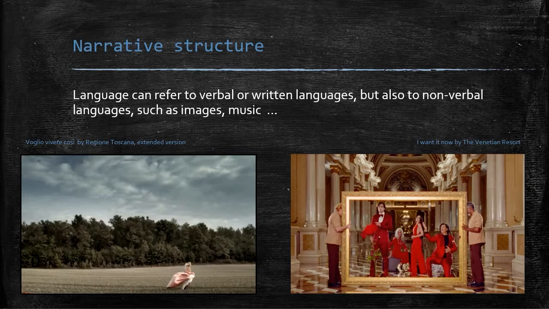The region Toscana in Italy used a famous piece in an innovative promotional spot. Far from clichés, it wants to transmit the hyperreal authenticity of Tuscany lifestyle through a daydream narration. Voglio vivere così by Region Toscana, extended version. The dreamlike atmosphere also inspired another magic spot of the Venetian Resort in Nevada. I Want It Now by the Venetian Resort.